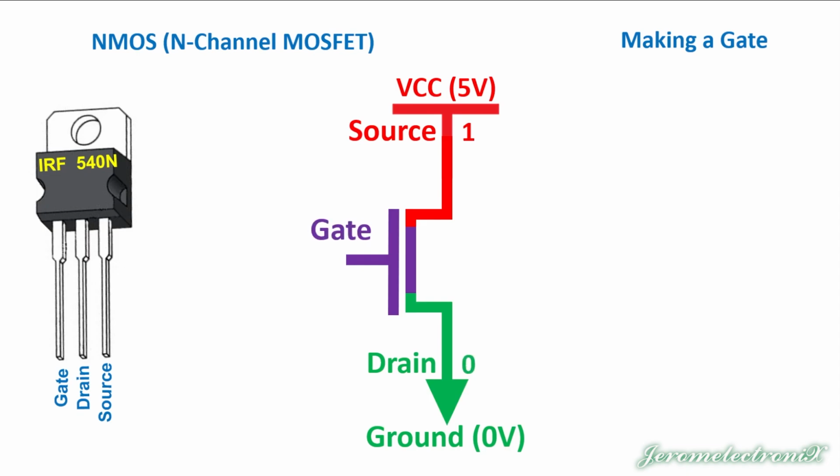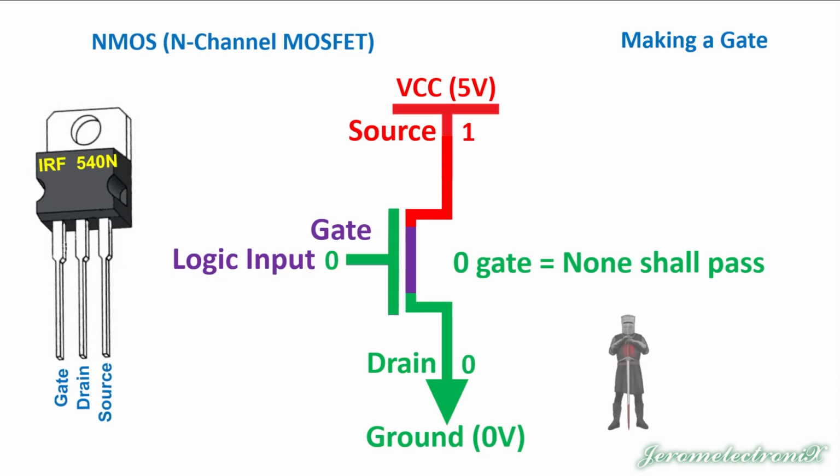The gate is also where you put in the logic input. With a NOT gate, we had 1 in and 1 out, and so this is where we will put the 0 in, and that depressurizes. This is an NMOS, so that blocks the flow, and that means none shall pass if we put a 0 into the gate.